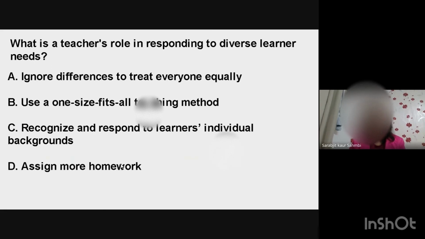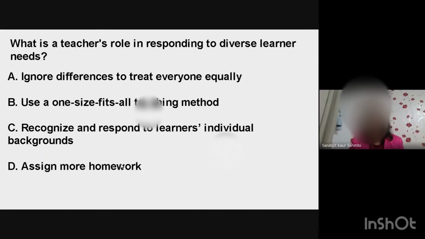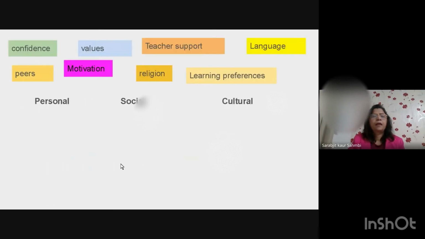C. Okay, Malika, is it the same answer, or do you want to add something? Yeah, I think it's option C because with diverse learner needs, it is the teacher's role to recognize and respond to learners' individual backgrounds. Yes, very well done, Malika. Well explained. Yeah, it's correct. It's C. The teacher will recognize and respond to the learner's individual background, which will make learning best, and your students will be learning and getting it. Okay, good. Right, we have one more activity.